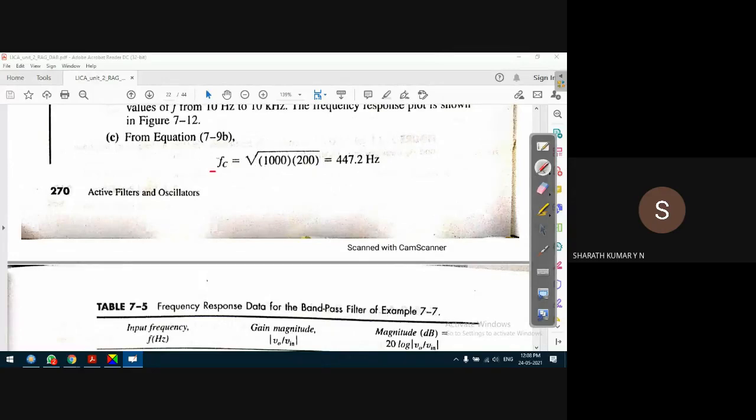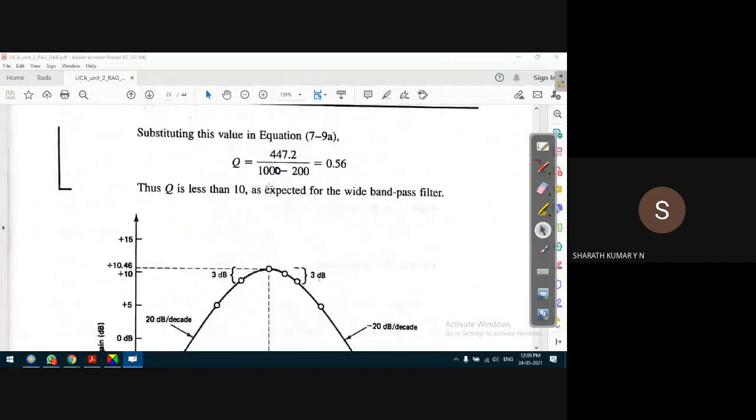What is FC, guys? Center frequency. Because we need to find out Q, for that we need FC by bandwidth. Bandwidth is FH minus FL. So FC is the square root of FH into FL, which gives 447.2 hertz. From this value of FC, the center frequency, we can find out the value of Q.